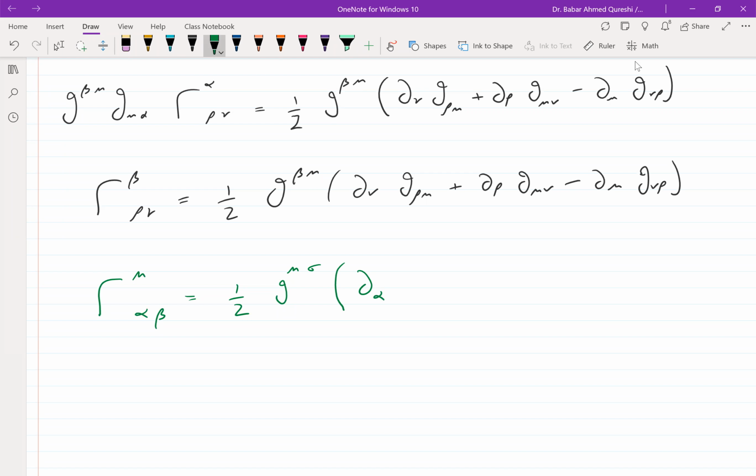So I'm writing alpha like this, rho coming in the derivative, and the summed index going into the metric: sigma, beta. Plus then the summed index, the other index of the connection, coming into the derivative, and the summed index going into the metric, alpha sigma. Then the minus term comes where you put the summed index on the derivative.